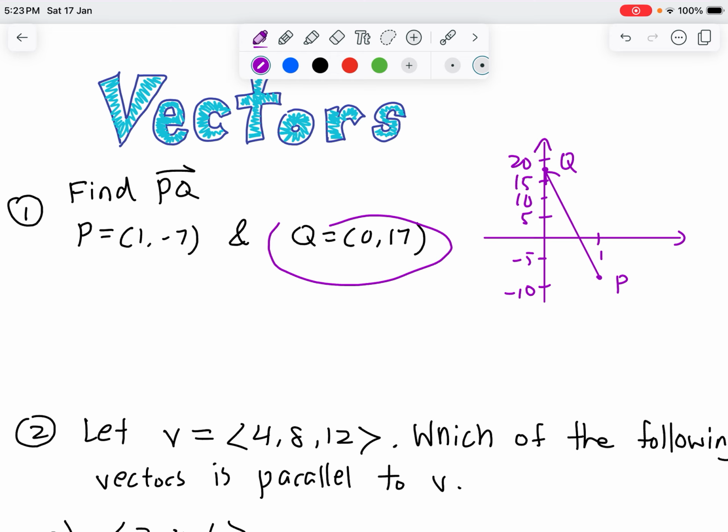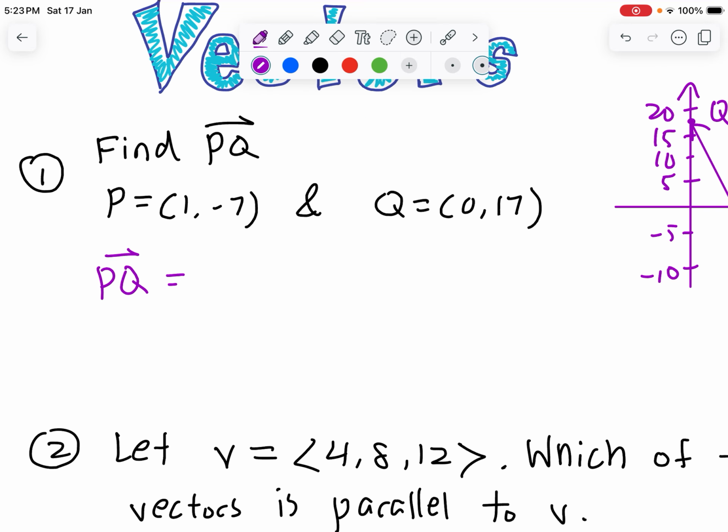And so when we're given 2 points, what we want to do is subtract the start point from the end point. So in this case, Q would be the end point. So for our first x value, our endpoint is Q, so it's 0 minus 1, and then 17 minus negative 7. And one thing we do for a vector is use this sort of symbol, triangular brackets. So that represents a vector, and then we simply simplify our answer, which in this case is <-1, 24>.